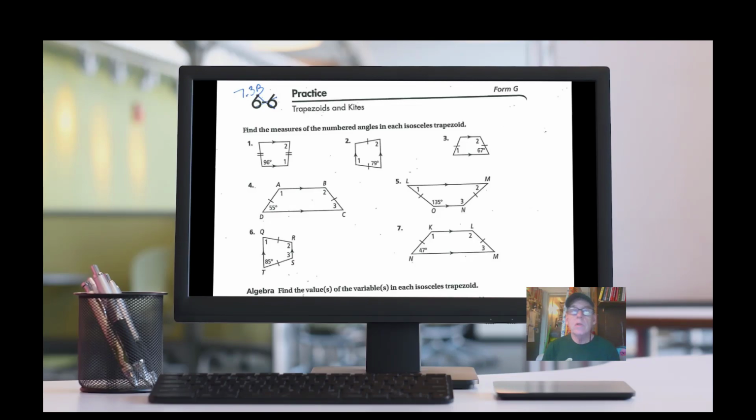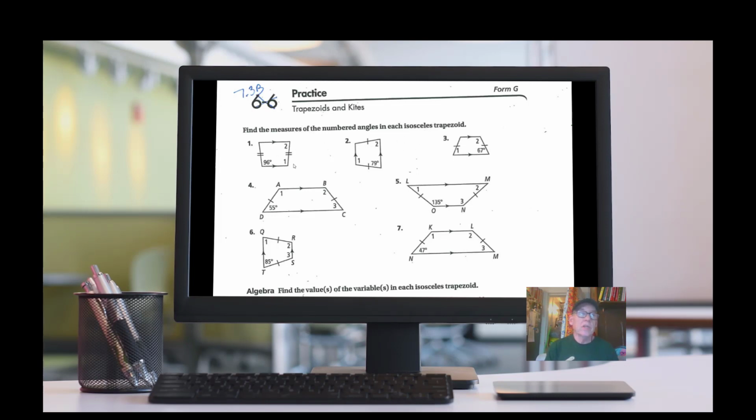Okay, what we have here is the 7.3b, which is 6.6 worksheet. I think it's from Prentice Hall. Practice Form G, Trapezoids and Kites. So let's see what we have. Find the measures of the numbered angles in each isosceles trapezoid.